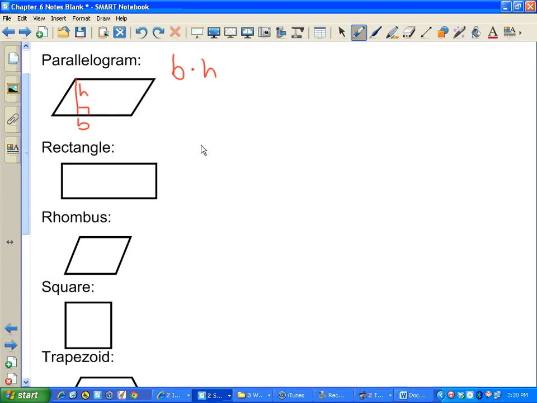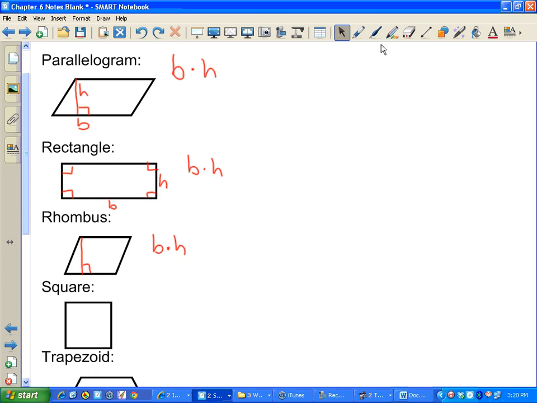Rectangle is the same formula. So it's also going to be base times height. But what's nice about rectangles is, since all these are right angles, your base and your height are both going to be sides. Rhombus, since a rhombus is a type of parallelogram, you can use the same concept. Okay, and you can use base times height.